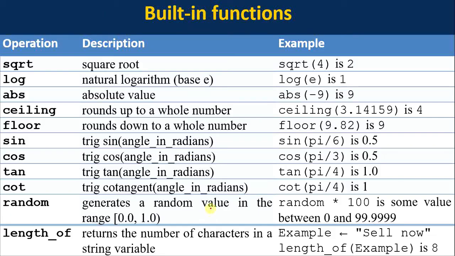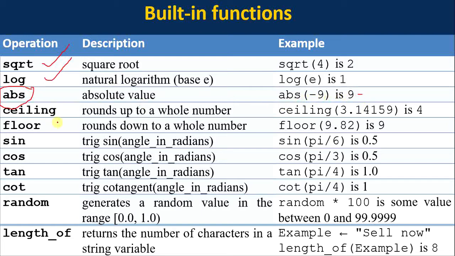These are some of the built-in functions provided by the Raptor programming tool. Okay, sqrt is a function to find the square root of a given number. This is to find the logarithm values, base e, and this is to find the absolute value. So what this will do is, it will ignore the signs. If you give a negative value as the input, that automatically converts to a positive value.